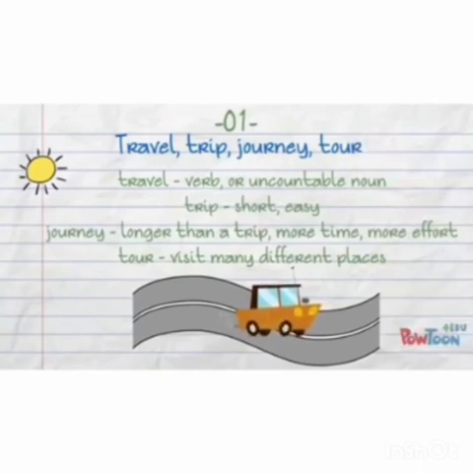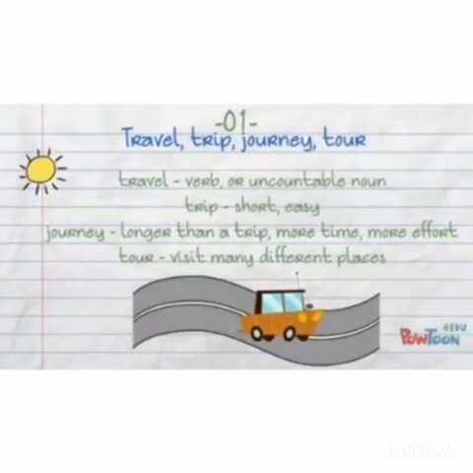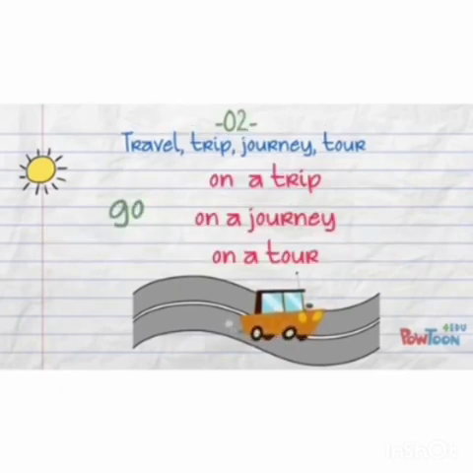What is the difference? Travel is used mostly as a verb, for example, I travel a lot, but sometimes it can be used as a noun. Travel, verb or uncountable noun. Trip, short, easy. Journey, longer than a trip. More time, more effort. Tour, visit many different places. We usually say go on a trip, go on a journey, go on a tour. Please pay attention to the preposition on.